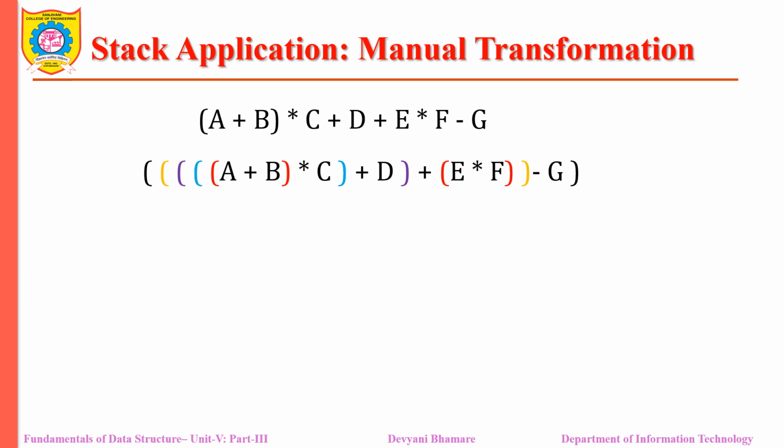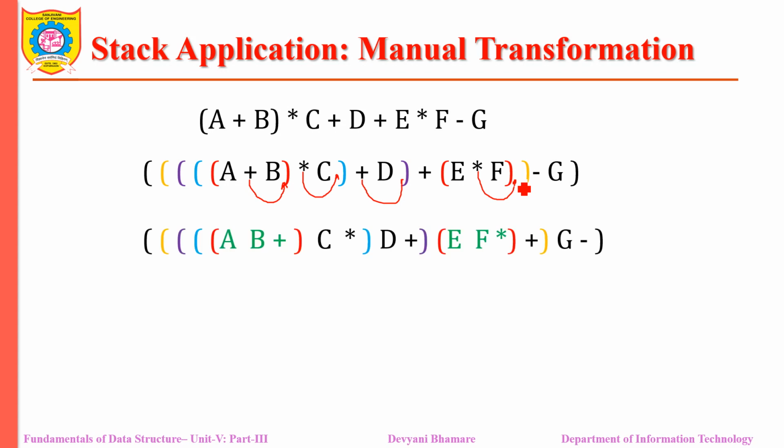Then what do we need to do? We need to shift this plus to this closing parenthesis. Then we need to shift this multiplication to this closing parenthesis. Likewise, we need to shift all these operators to their respective closing parentheses. And at the end, we get this resultant output. And finally, remove all the parentheses. So this is our resultant postfix expression.